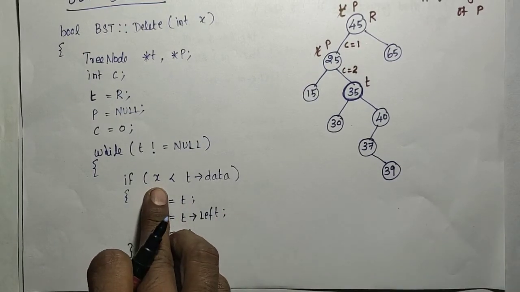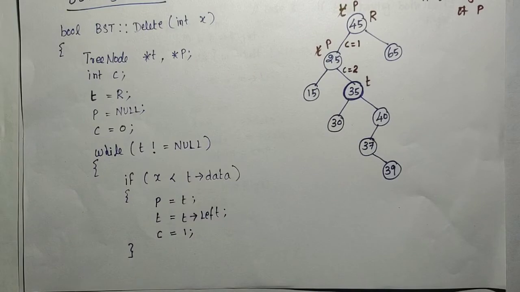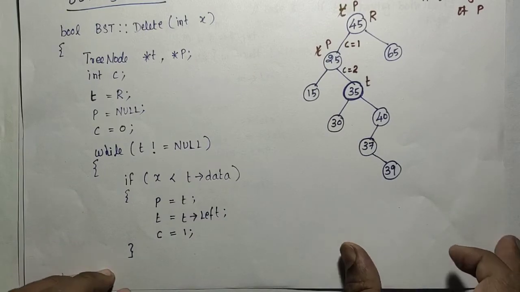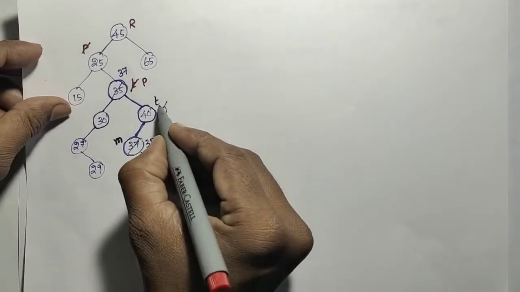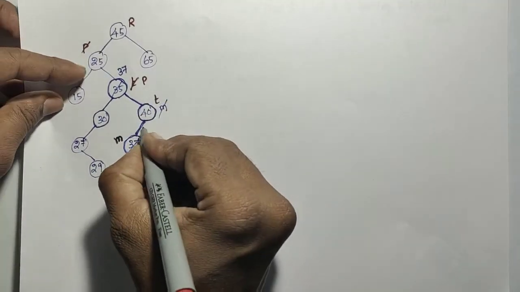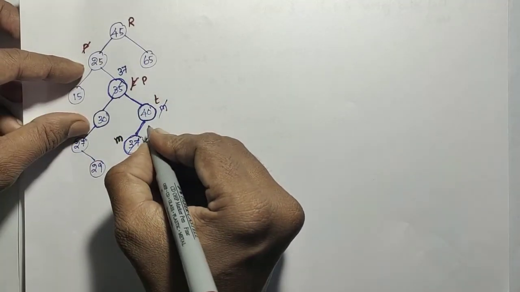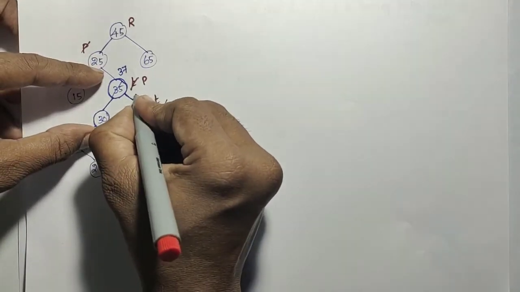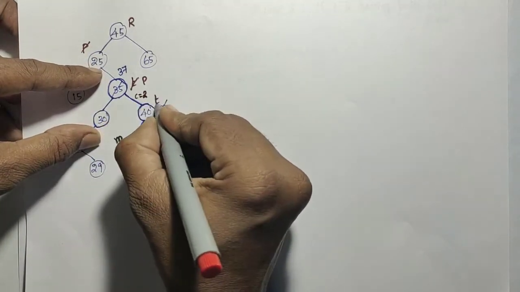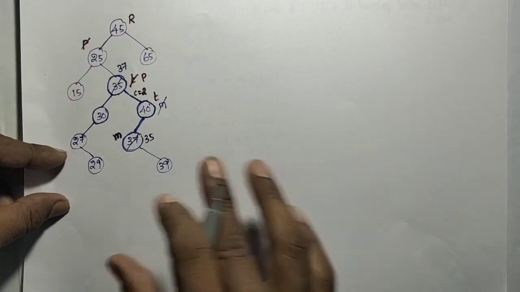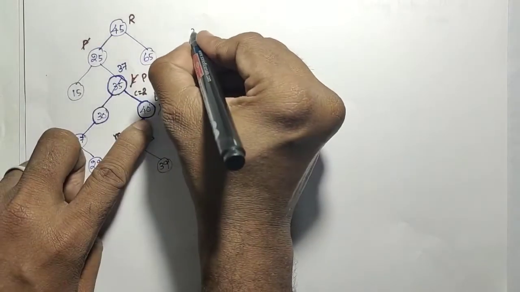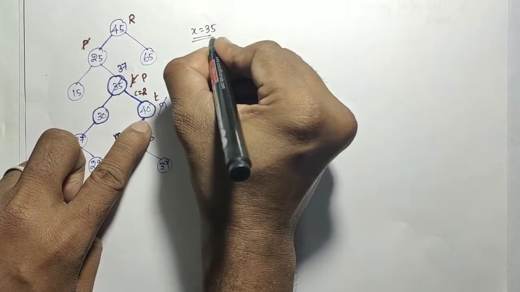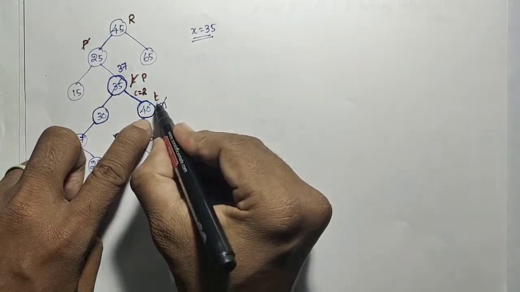If x is less than the t of data, x is greater than the t of data, and x equal to t of data, like that it will do the searching. So here at present t is moved here and p is this one, and c equal to 2. It means that t is the right of the p. So now in the next iteration, the x will be searched here. X is actually 35. So the 35 will be compared with the t of data.